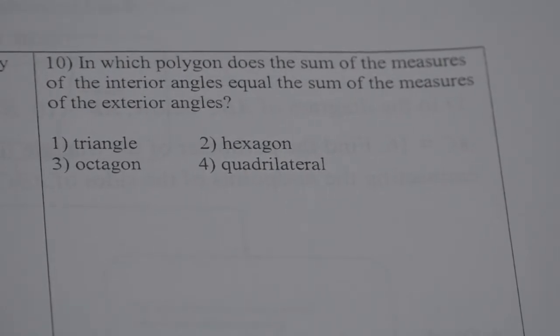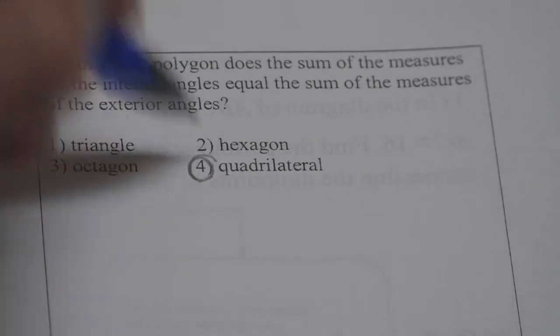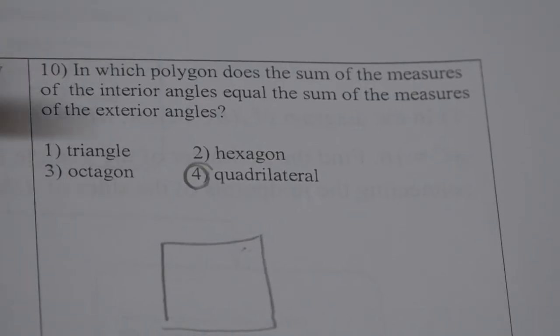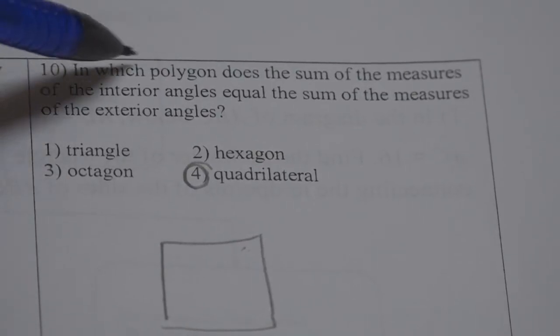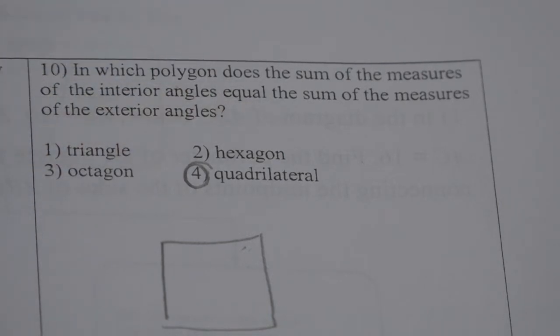In which polygon does the sum of the measures of the interior angles equal the sum of the measures of the exterior angles? Oh my God, I made a mistake again. I hate this. Oh, no. I didn't make a mistake.